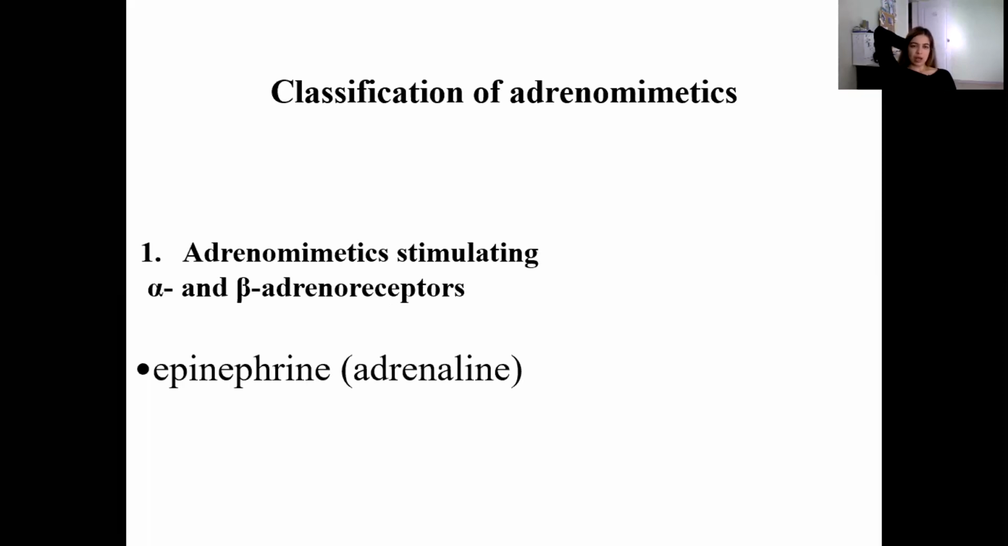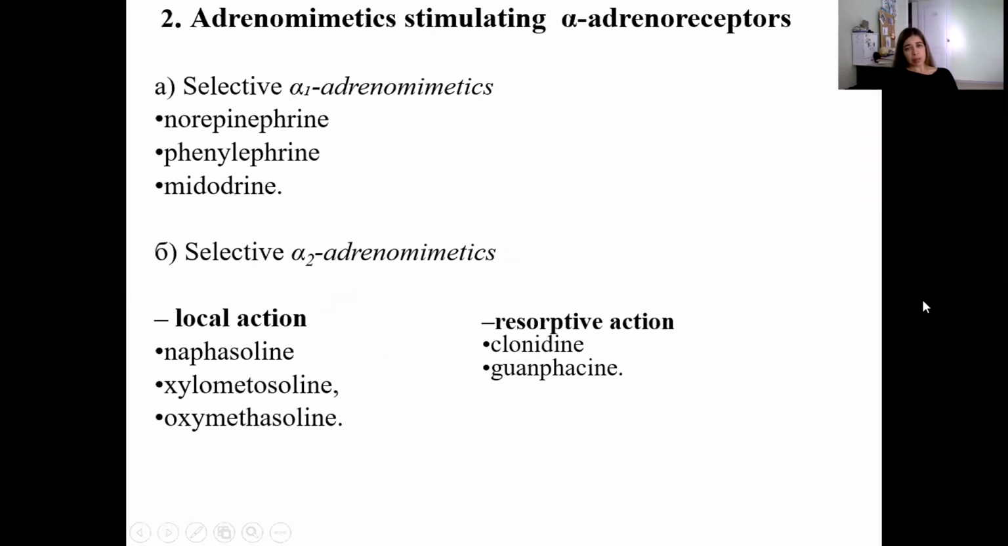stimulants are classified. Firstly, we already know that epinephrine, which is adrenaline, can stimulate both alpha and beta adrenergic receptors. But we also have more selective drugs, for example, stimulating only alpha adrenergic receptors. They are norepinephrine, phenylephrine, midodrine. Also we have drugs of alpha-1, yes? Also we have drugs affecting only alpha-2 adrenergic receptors, alpha-2 adrenomimetics. For local action, naphazoline, xylometazoline, oxymetazoline.